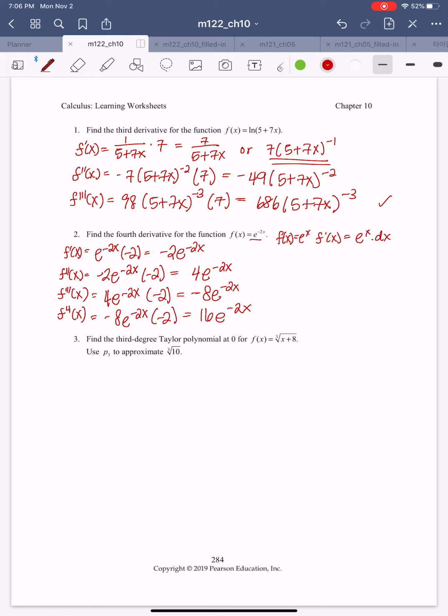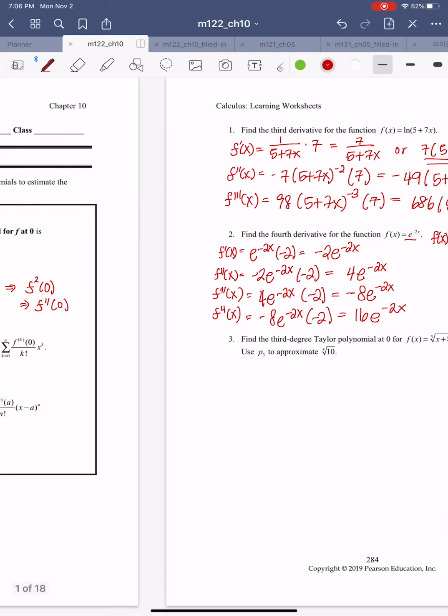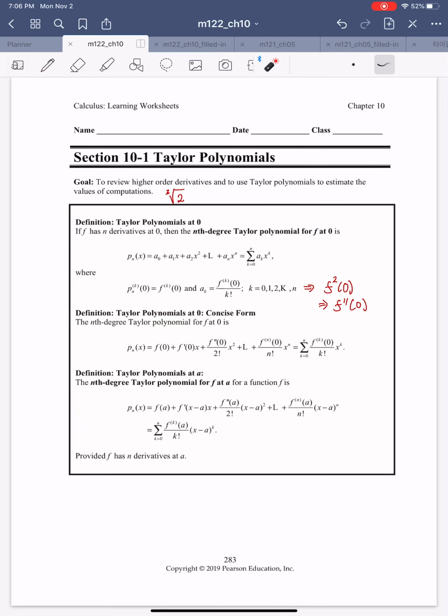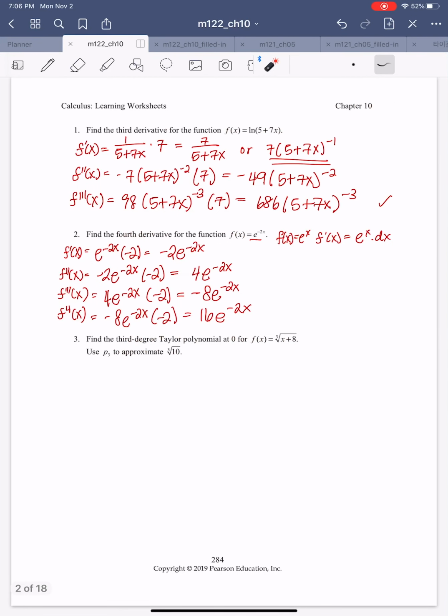Now, number 3 is our main problem. We need to find the third degree Taylor polynomial of our function f of x, cube root of x plus 8, and use that to approximate cube root of 10. So again, the purpose of the Taylor polynomial is to estimate a value. Whatever the function is, we are going to use it to approximate cube root of 10. And I'm going to use a calculator to compare and see how accurate the number is.